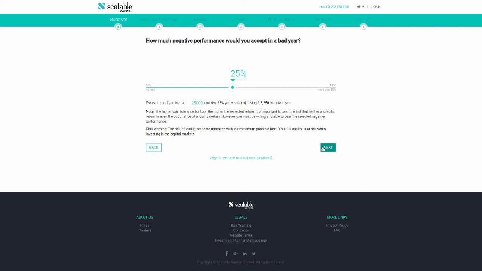Now notice the risk warning. They say that the risk of loss is not to be mistaken with the maximum possible loss, because of course you could lose your entire investment if we were to have a catastrophic market event, and that's why everything's phrased in terms of probabilities.